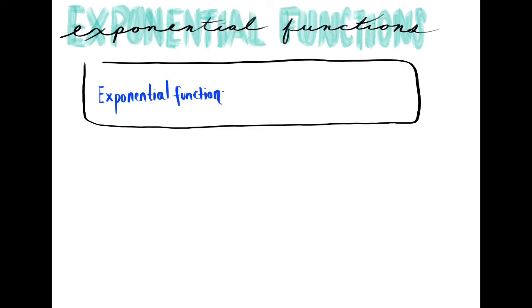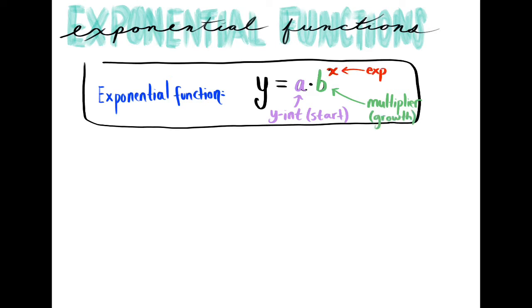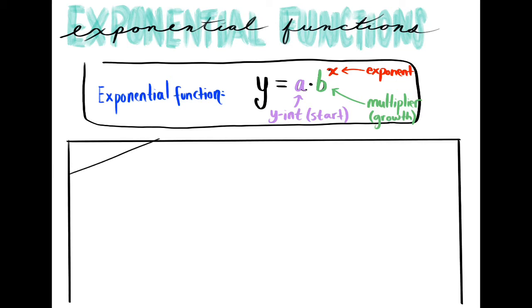So today we're going to look at exponential functions. An exponential function looks like y equals a times b to the power of x, where a is the y-intercept or the starting point, and b is your multiplying pattern. So it's like a multiplying growth pattern. And in order for it to be an exponential function, the x has to be in the exponent. So let's take a look at an example.